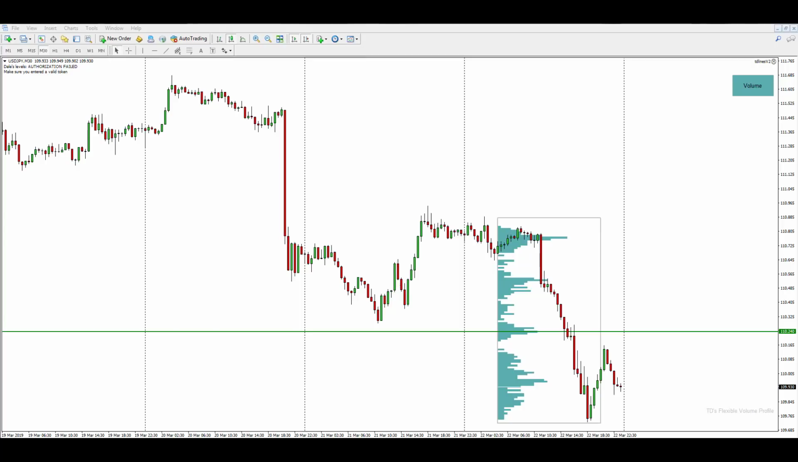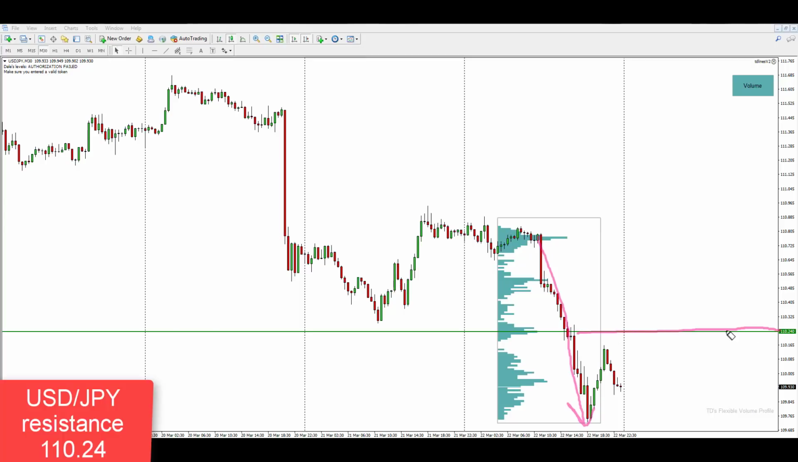Here you can see a 30-minute chart of the US dollar Japanese yen, and as you can see, there was a strong selling activity on Friday. And when there is trend activity like that, I look for significant volume clusters to participate in the trend. So as you can see, I marked this short level.